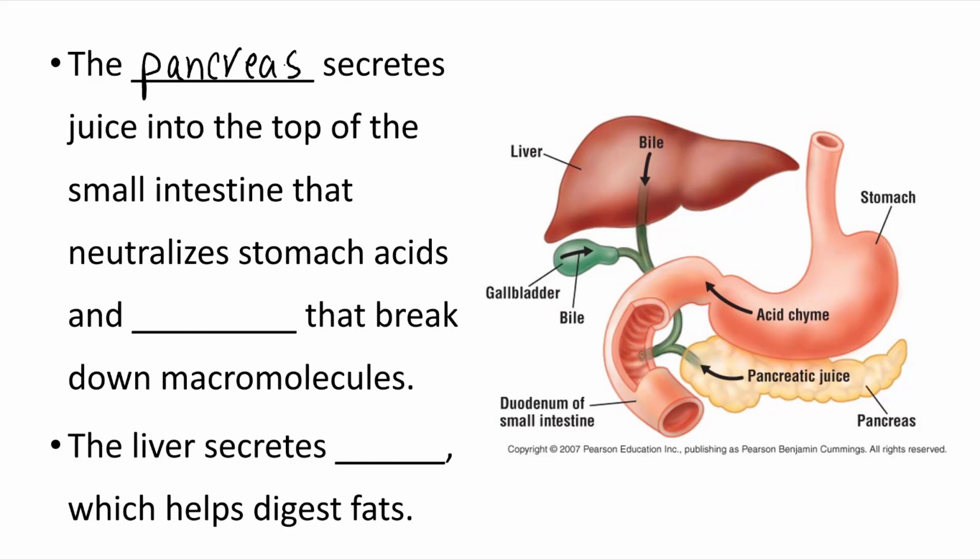Neutralizing that acid is one of the jobs of the pancreas, also supplying the digestive enzymes that break the polymers in the food down into monomers. That's another important role of the pancreas. And this is why the pancreas is so essential, and it can't simply be replaced or ignored. It is a vital organ of our digestive system. Next, we have the liver. The liver secretes bile, which helps to digest fats.